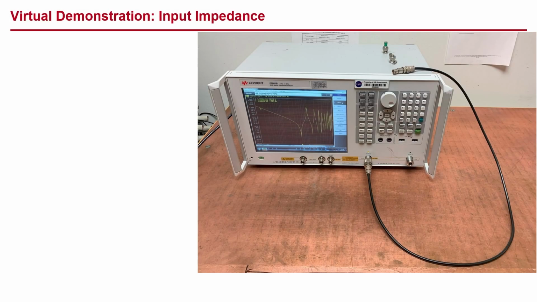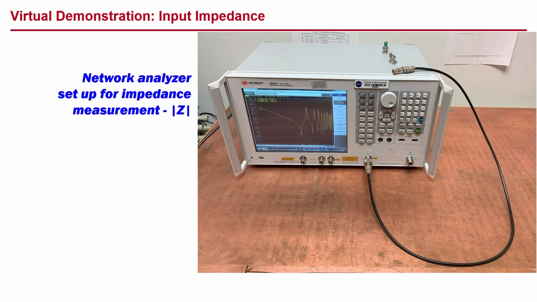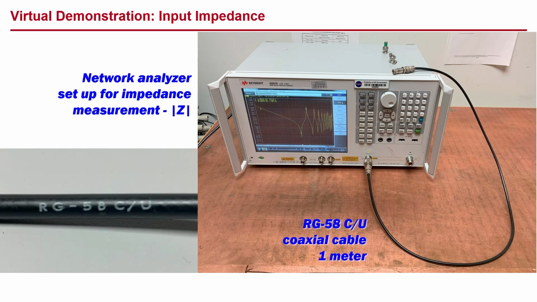This is another simple setup that I encourage you to try in your own lab, consisting of a network analyzer configured for an impedance measurement, an RG58CU coaxial cable of approximately 1 meter length, and various terminations: 50 ohms, short, and open.